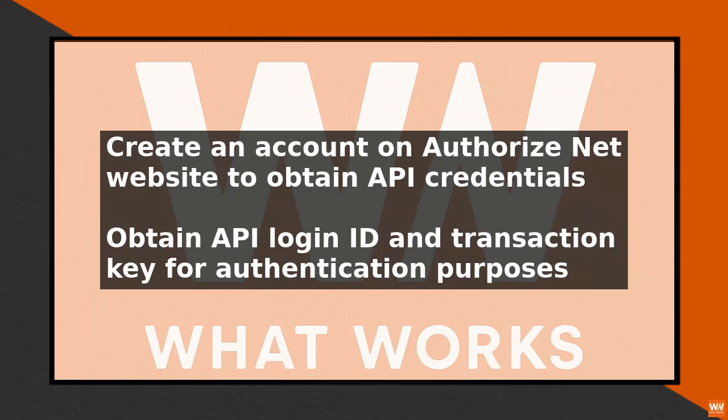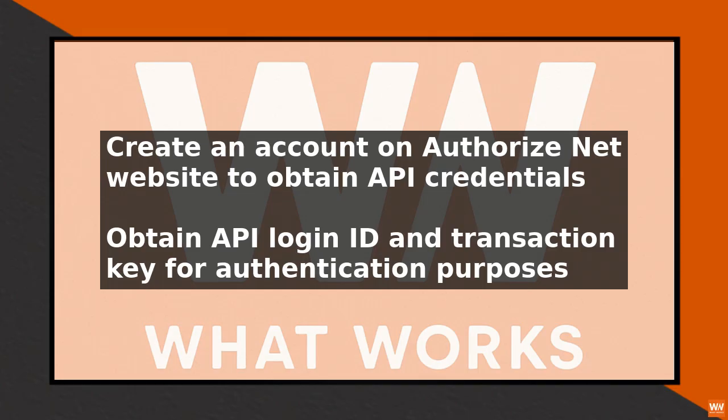First, you need to create an account on the AuthorizeNet website and obtain your API credentials, including your API login ID and transaction key. Next, you need to choose the right API endpoint for your needs. AuthorizeNet provides two endpoints: the Payment Gateway and the Customer Profiles endpoint. The Payment Gateway endpoint is used for processing transactions, while the Customer Profiles endpoint is used for managing customer information.